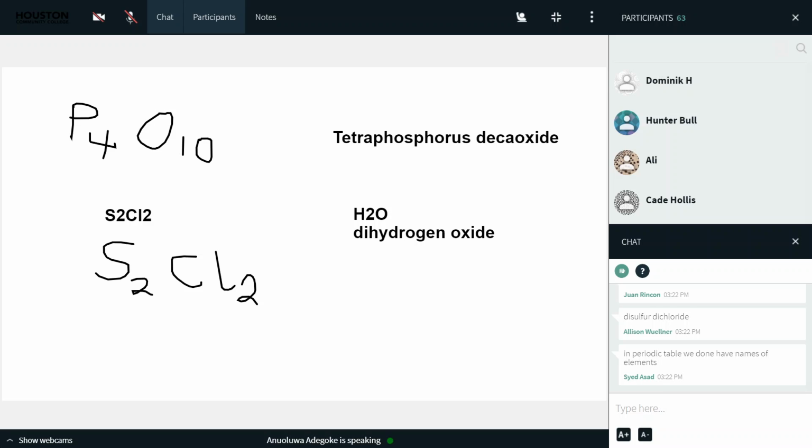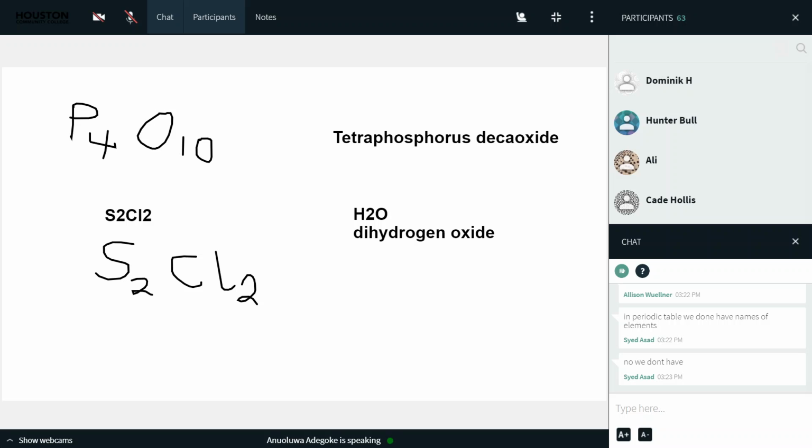In the periodic table, we have the names of the elements. Does that answer your question? Any more questions for today? When we come back on Wednesday, we will look at acid nomenclature, now that we all know how to name the ionic compounds and the molecular compounds.